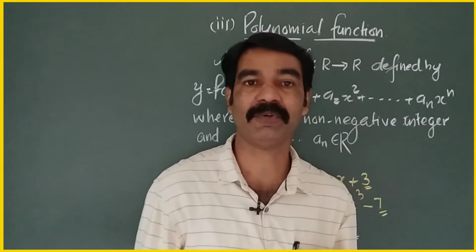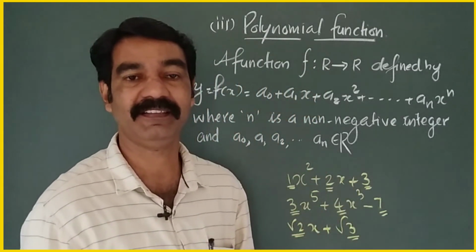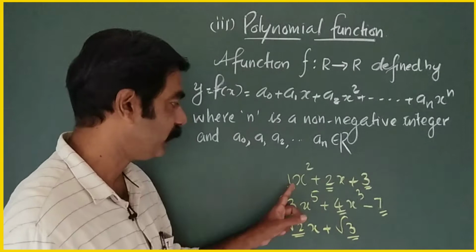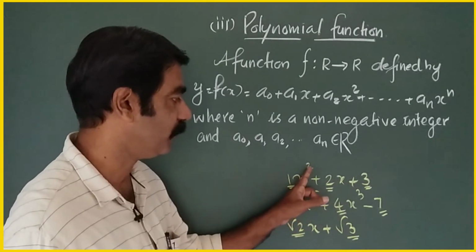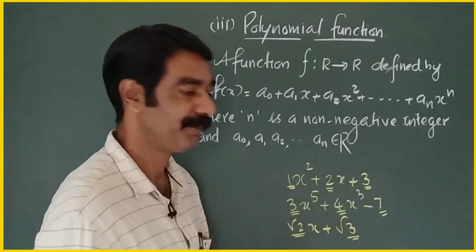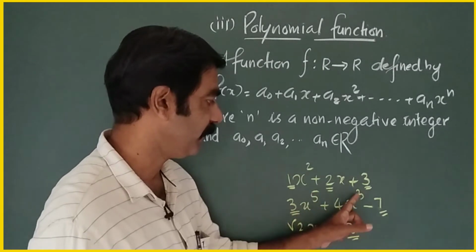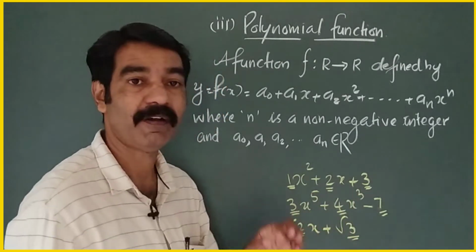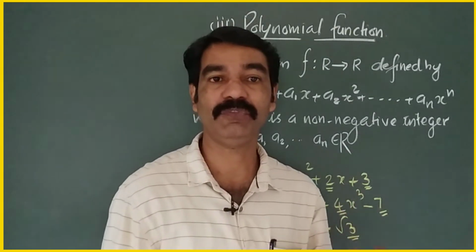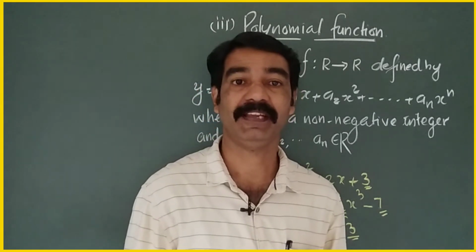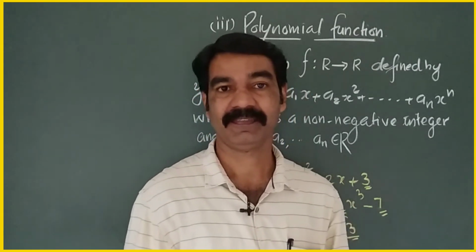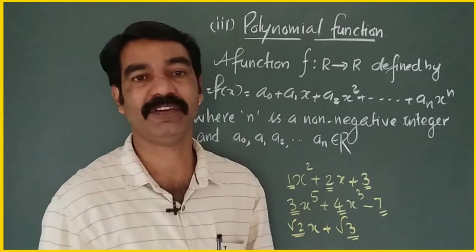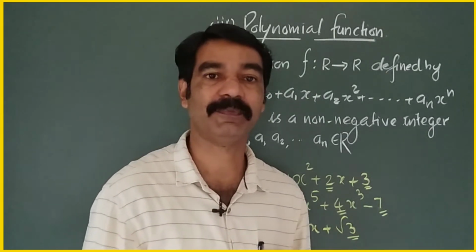And what second condition now? With the non-negative integers as exponents. Exponents should be what? See the power 2 here. Here the power is 1. Here the power is 5. Power is 3. Power is 1. So the power should be a positive integer including 0, a non-negative integer. If these two conditions are satisfied, we can say what? Such an expression is called what?